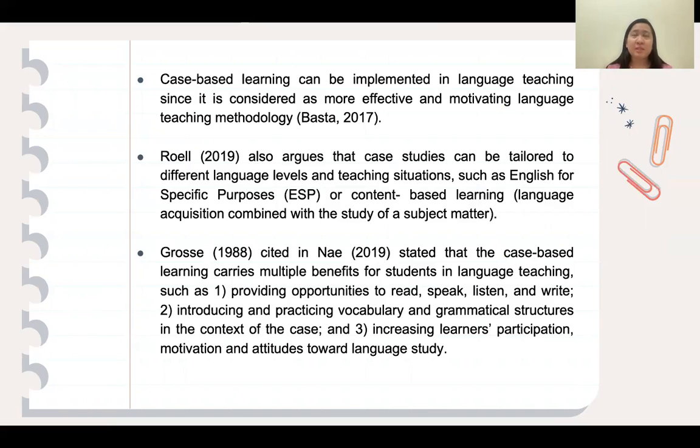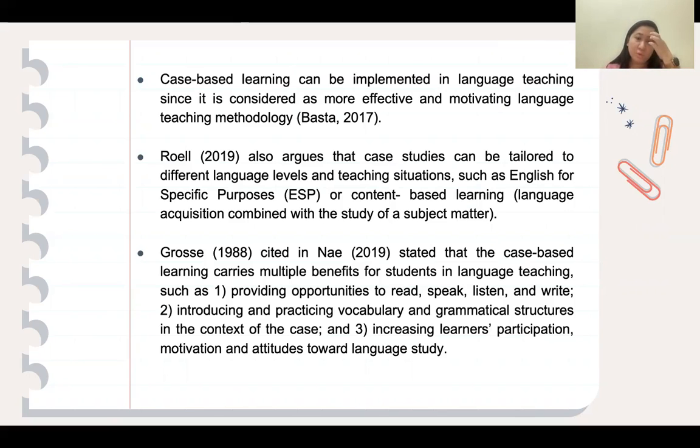It is supported by Rule 2019, who argue that case-based learning or case studies can be tailored to different language levels and teaching situations such as English for special purposes or content-based learning, language acquisition combined with the study of the subject matter. So we can conclude that case-based learning can be implemented to teach a language to all levels of students.